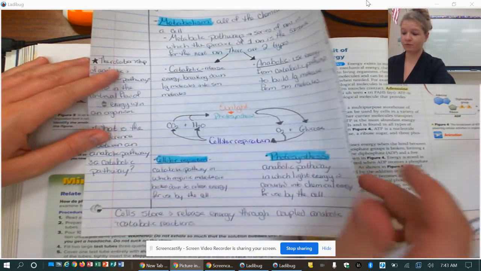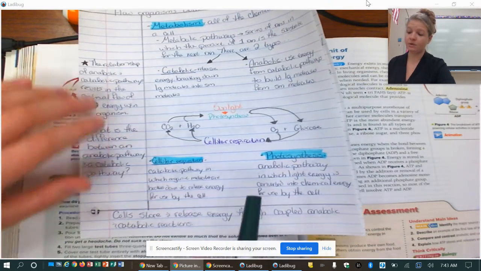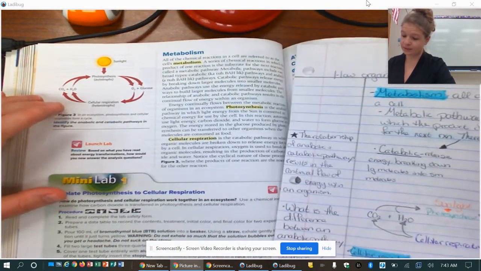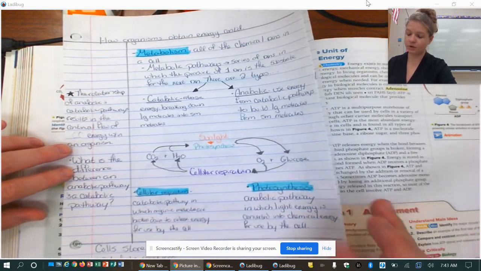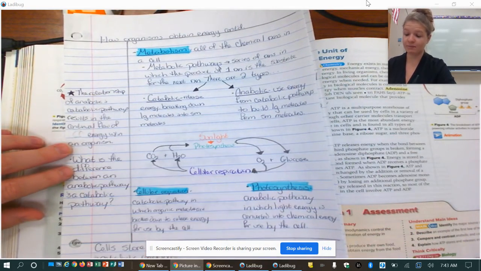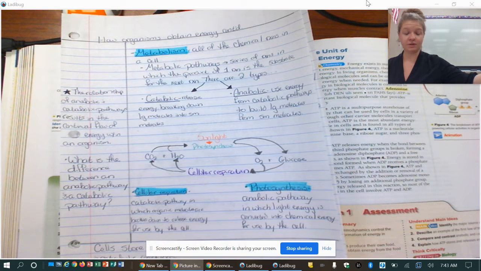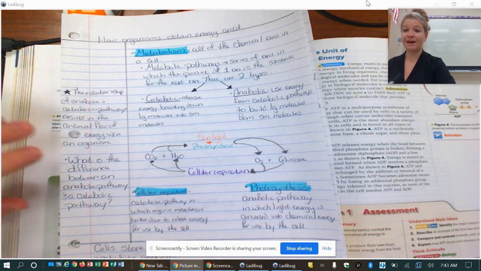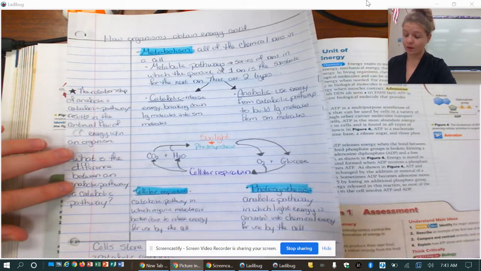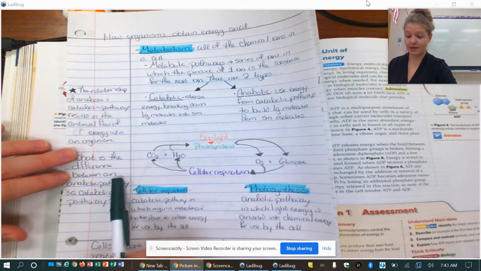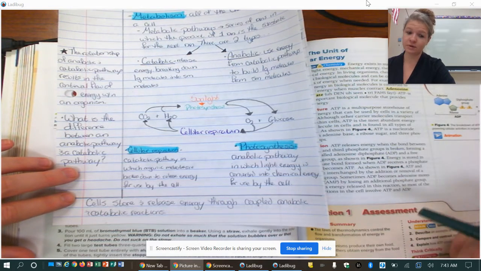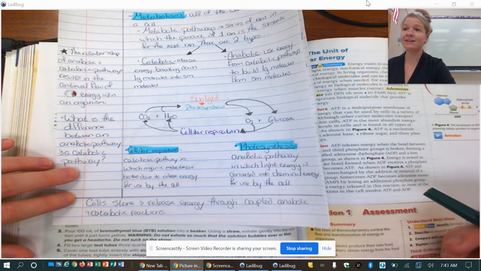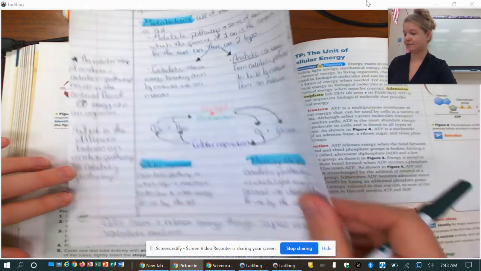But what did I pull out for my column and for my summary? Well, I really liked, there's a blurb in your book that says the relationship of anabolic and catabolic pathways results in the continuous flow of energy within an organism. I think that's a really good point. I also wanted to make sure I knew the difference between an anabolic and a catabolic pathway. And I summed it up by saying cells store and release energy through coupled anabolic and catabolic reactions.